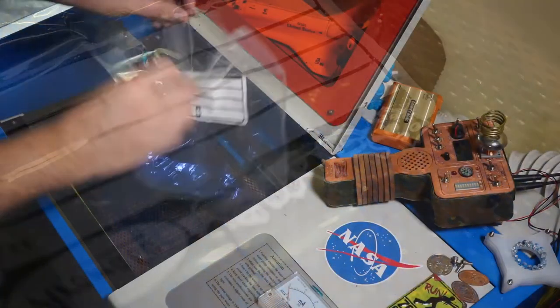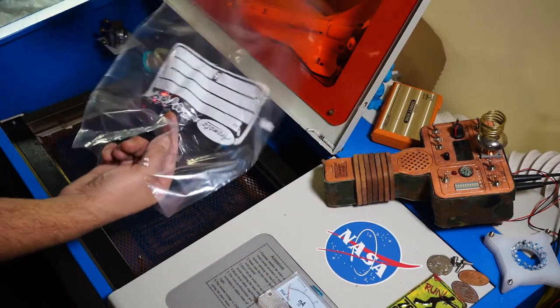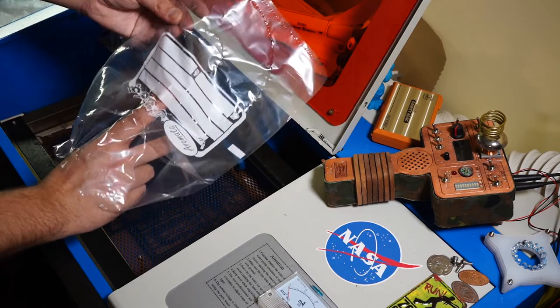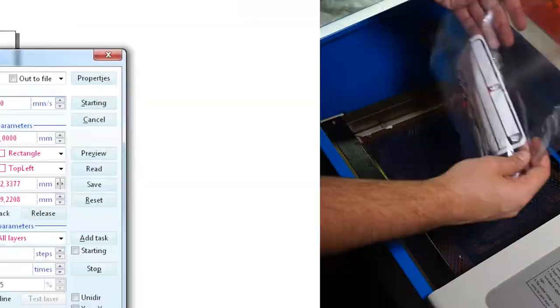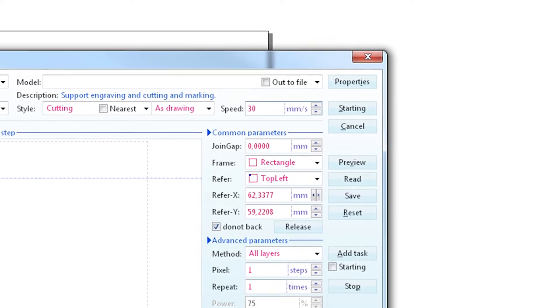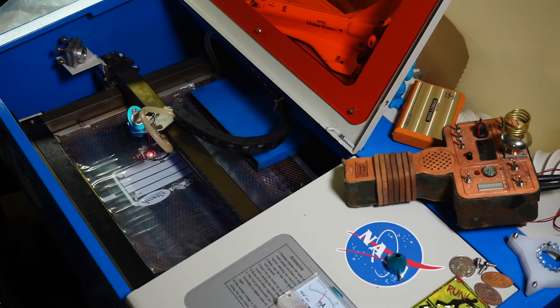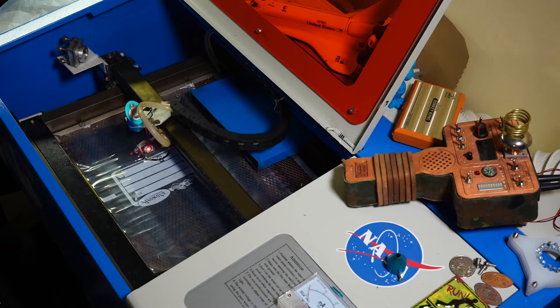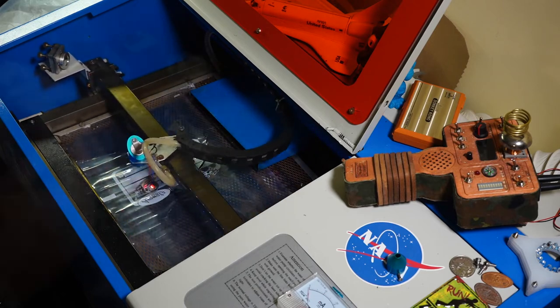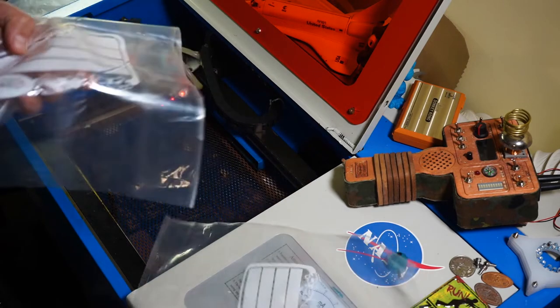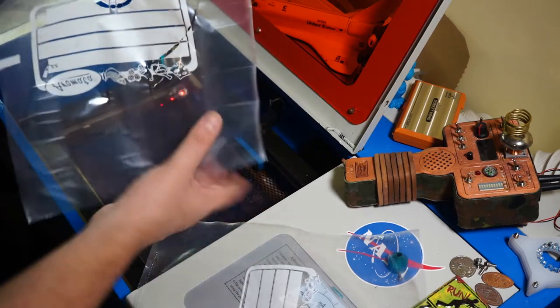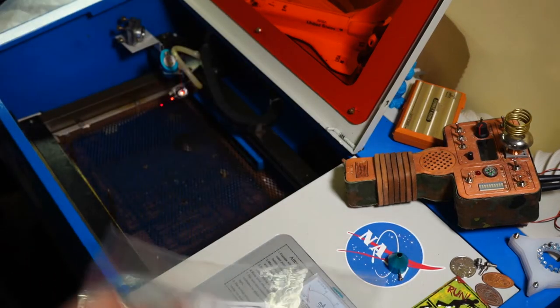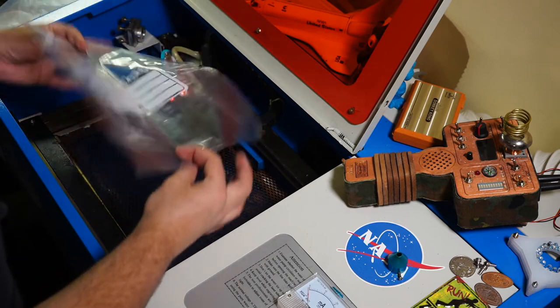This looks even better, and yes, it seems to have welded. Let's try 30 millimeters per second. Okay, so this is too slow. You see the laser burned right through. So 35 millimeters per second seems to be my speed of choice.